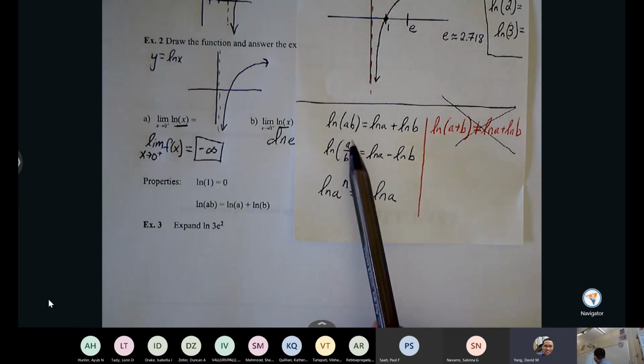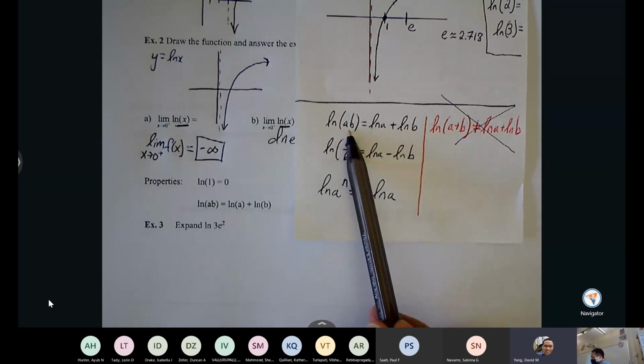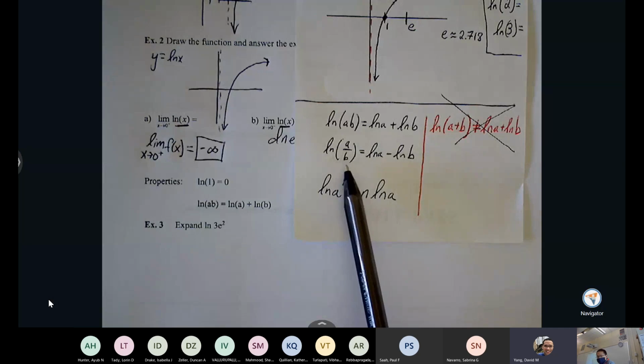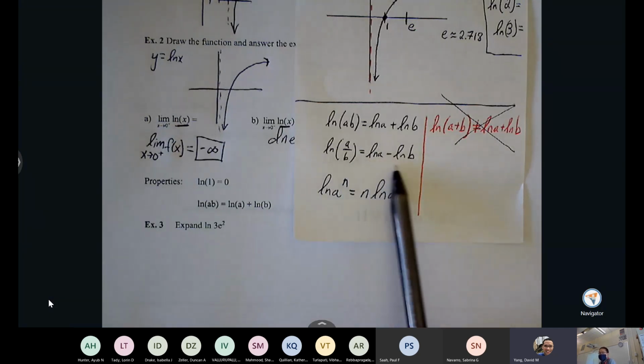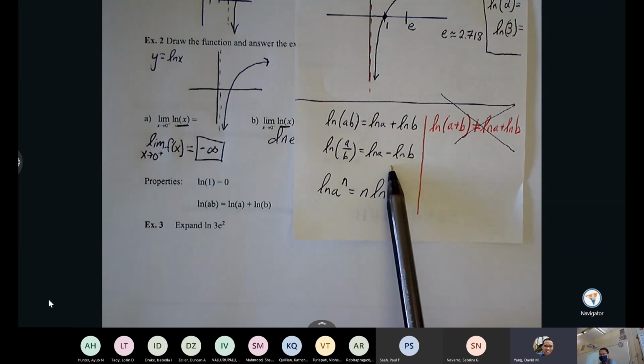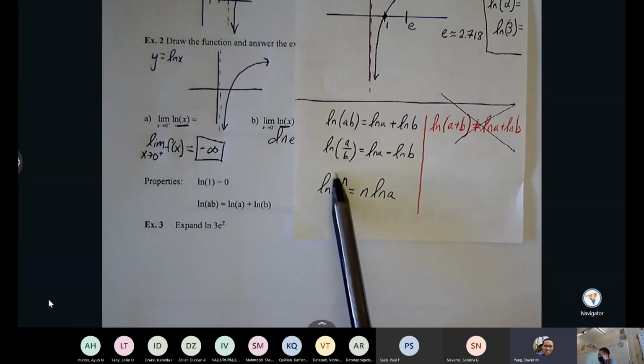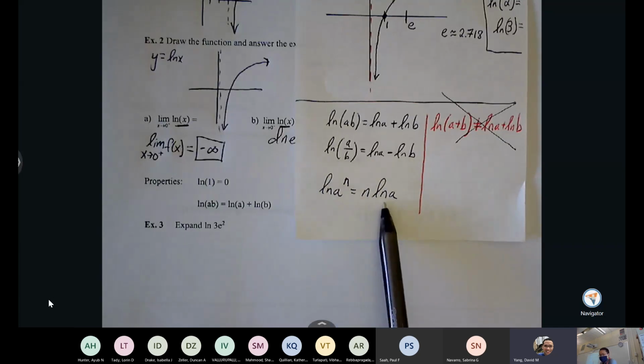So here are the properties. If I have natural log of a times b, I can expand that into natural log of a plus natural log of b. If I have natural log of a over b, I can expand that into natural log of a minus natural log of b. If I have natural log of a to the n, I can bring that exponent down in front and make it n times natural log of a.